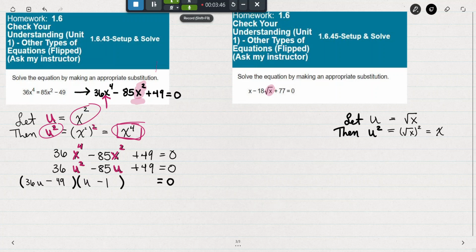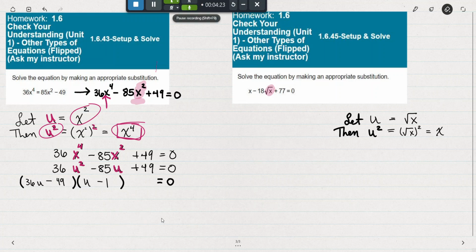Once I have that, I can then notice that if I factor 36u squared minus 85u plus 49, I'd get 36u minus 49 times u minus 1. I could check that factoring by using FOIL. 36u times u is 36u squared. 36u times negative 1 is negative 36u. Negative 49 times u is negative 49u. When I combine those, I get the negative 85u. And the negative 49 times negative 1 is positive 49. So I can check that foiling was correct.